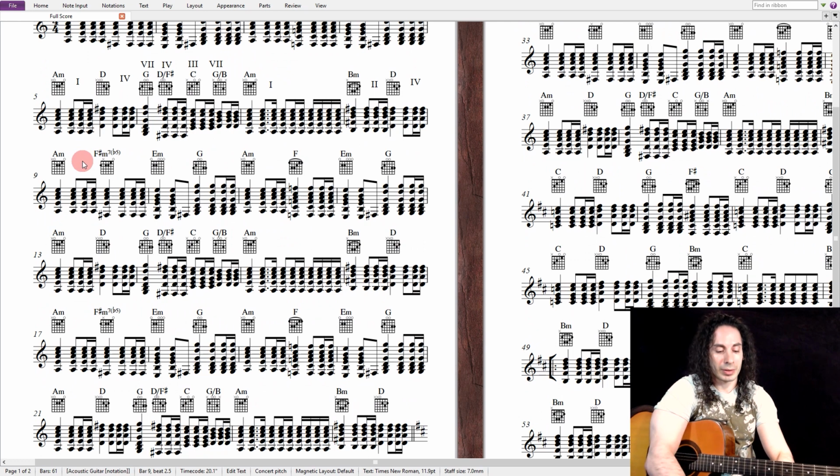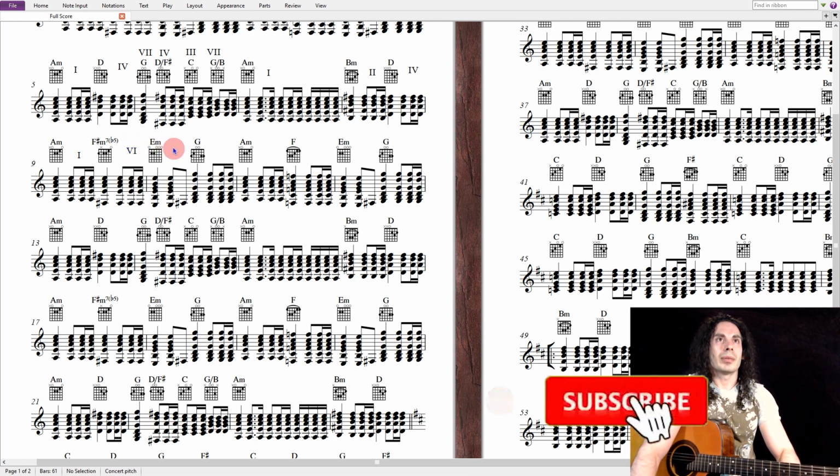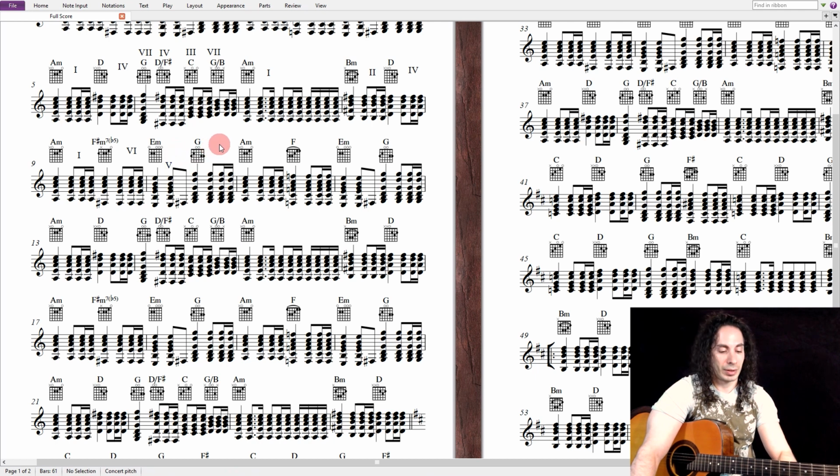A minor is the 1, F sharp minor 7 flat 5 is the 6th from the Dorian, E minor is the 5, G is the 7th, A minor is the 1.